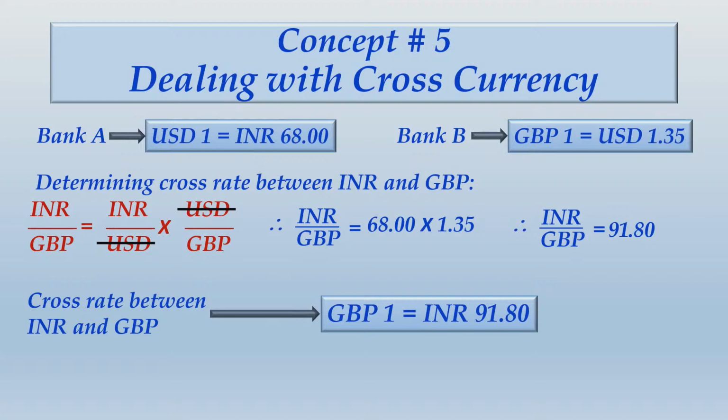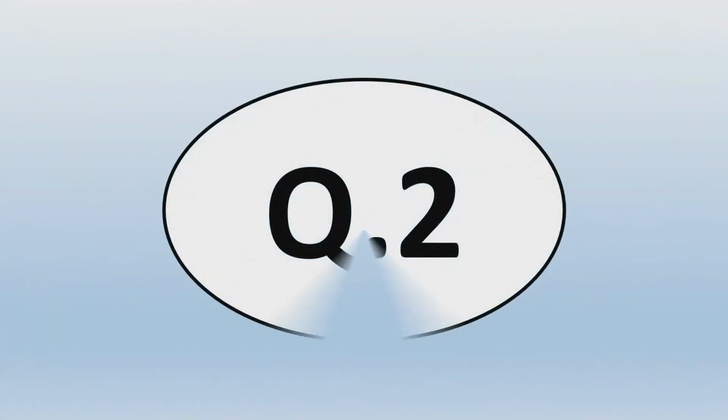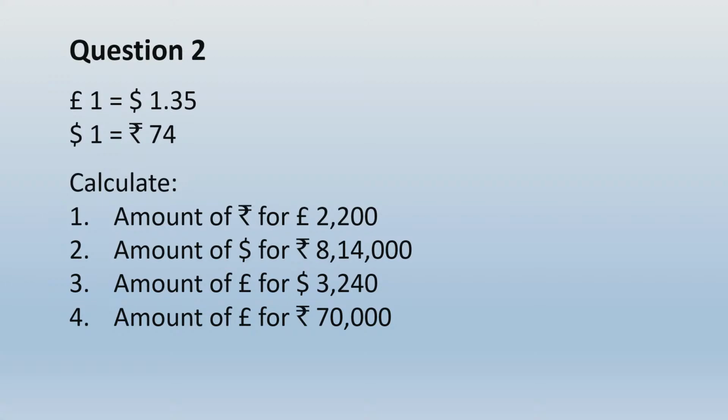All right, you must be ready to move ahead. Let us take a calculative example. Question number 2. Can you notice the quote is given for pound in terms of dollar, and the quote is also given for dollar in terms of rupee. Question is asking you 4 different calculations. I would give you around 2 minutes time to figure out these calculations. Let me see if you can get the correct answers.